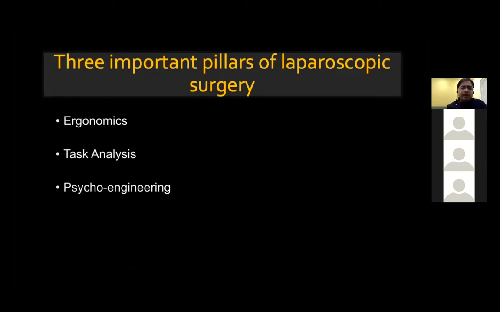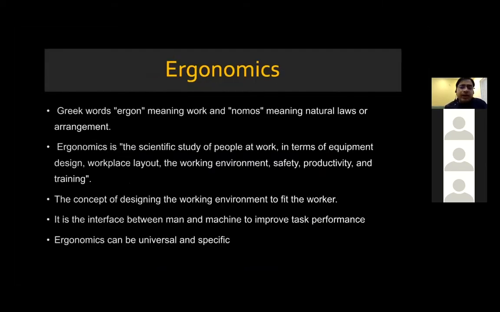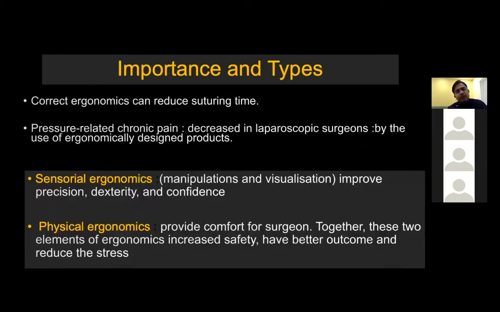Starting with ergonomics. So ergon means work and nomos means laws of nature. So fitting a man to the environment or creating a good environment for a man to work is basically ergonomics. Ergonomics necessarily is of two types, sensorial and physical. So sensorial ergonomics is what provides you better vision. Physical ergonomics gives you physical comfort like appropriate temperature, relaxation to the body muscles. So this is what physical ergonomics is eventually going to give you.